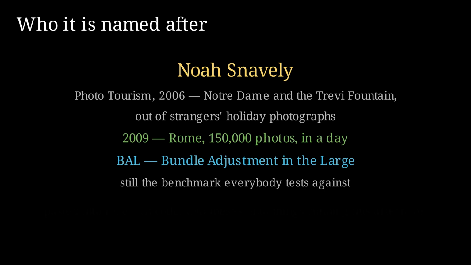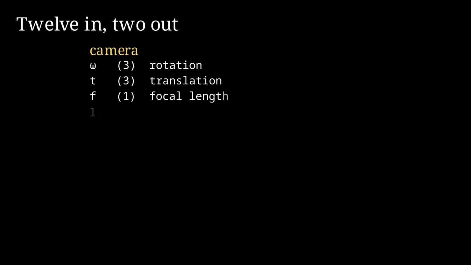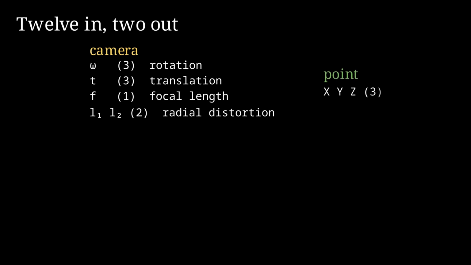This functor is the residual that goes with it. It ships inside Ceres, in the bundle adjustment example that everybody starts from. And from there, it has been pasted into research code, into theses, into things running in production this afternoon. Mostly, I'd guess, without being read very carefully. And look how little there is to read. Going in, 9 numbers describing the camera, and 3 describing the point. 12 numbers total. Coming out, 2. The gap in U and the gap in V. 12 in, 2 out.